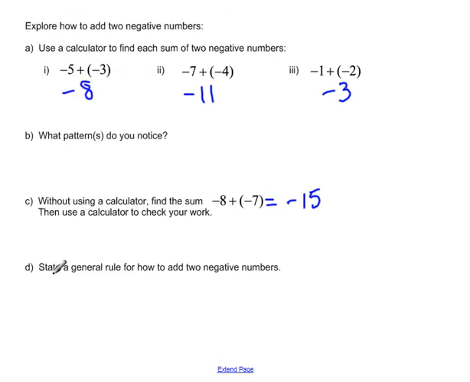So when we think about a general rule for how to add two negative numbers, what do we want to do? Well, we just want to add the numbers as if they were just positive whole numbers, and then the negative sign is still going to come along. So think of a way that you can state that for yourself to help you keep track of that rule for adding signed, or these negative, numbers.